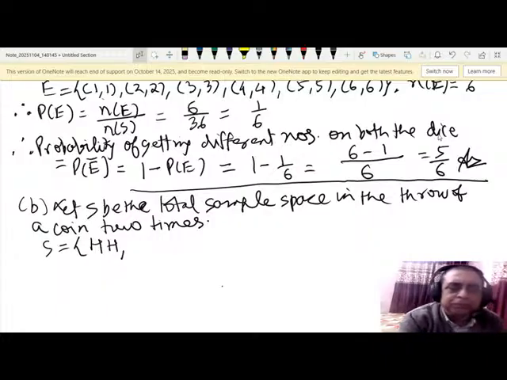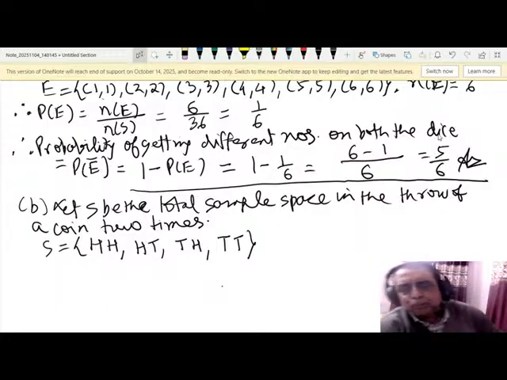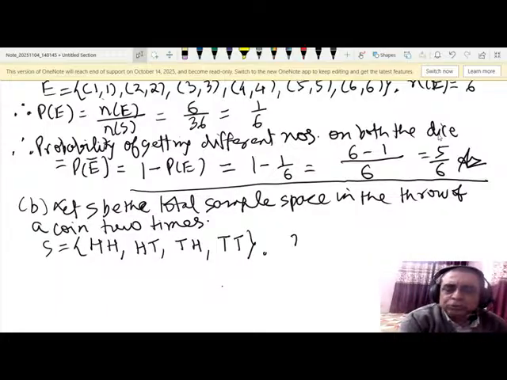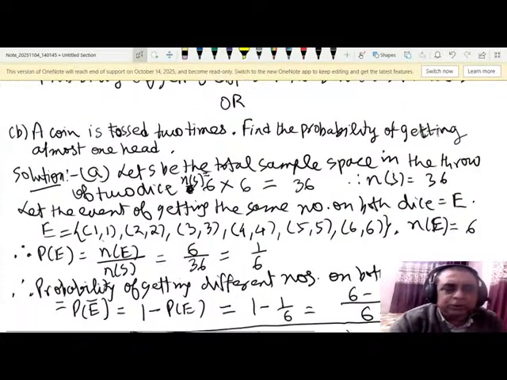Head we are denoting by the capital letter H. The second possibility is first head and the second tail. The third possibility is first tail and the second head. And the fourth possibility is tail on both the coins. So these are the four possible outcomes. So NS, the number of all possible outcomes, is 4.